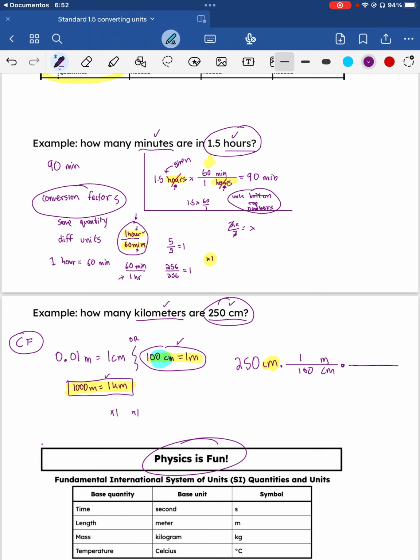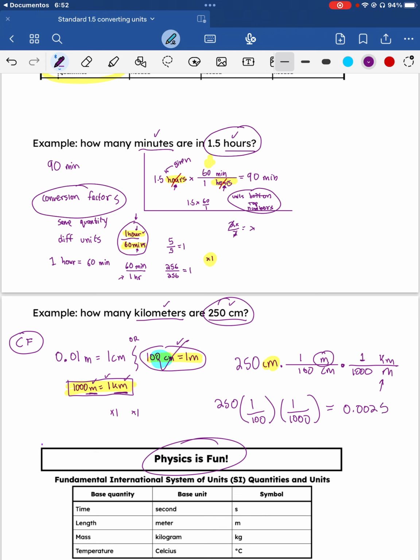Great. Next conversion factor. So I've used this one already. Now I have meters and kilometers. Meters are on top, so what has to go in the bottom in my next conversion factor? Meters. And now meters, I see I'm going to be able to change into kilometers. I already used the other conversion factor. So meters, kilometers, 1 kilometer is 1,000 meters. So now I have 250 times 1 over 100 times 1 over 1,000. That's going to be equal to 0.0025.